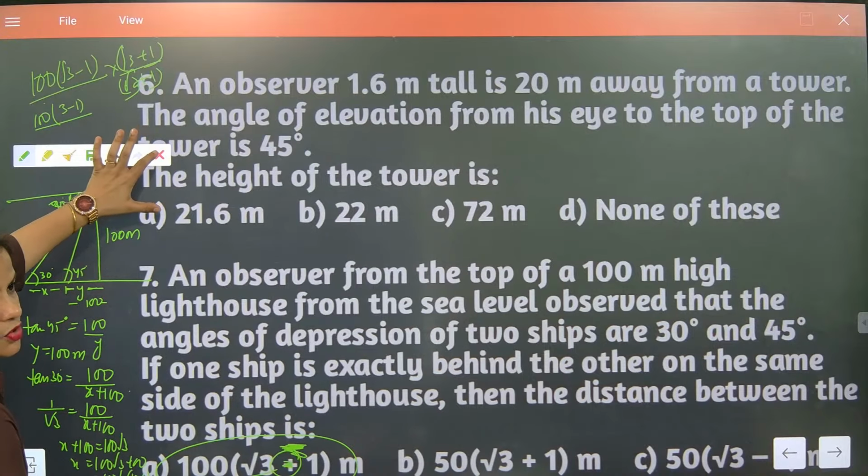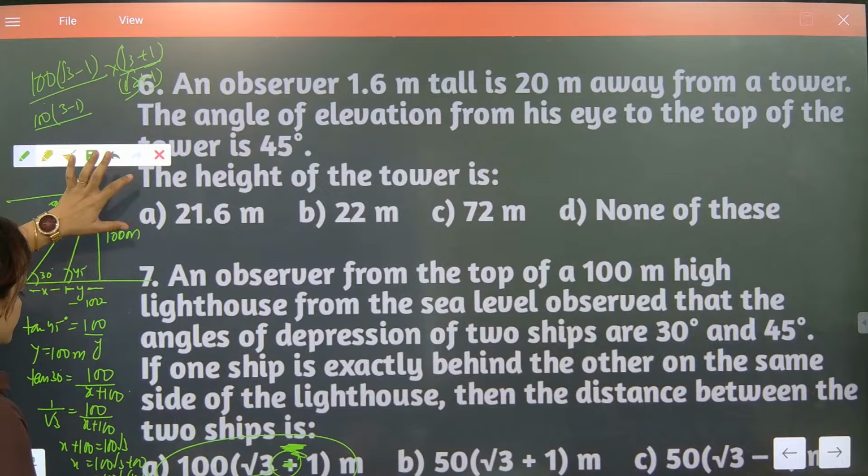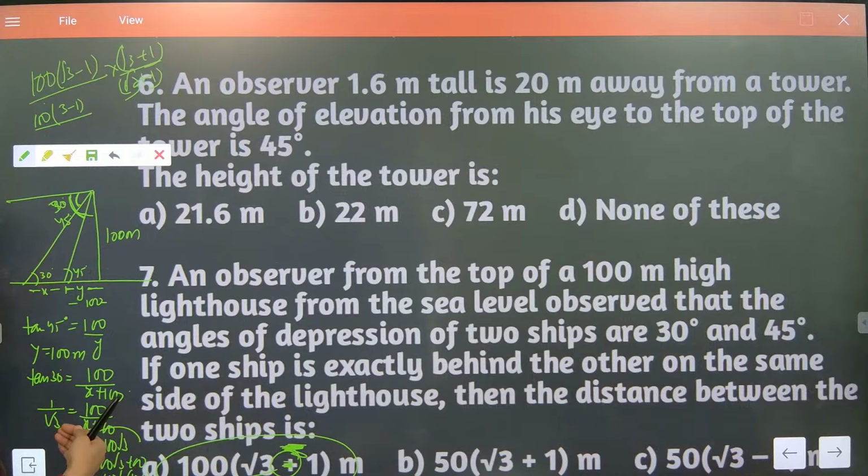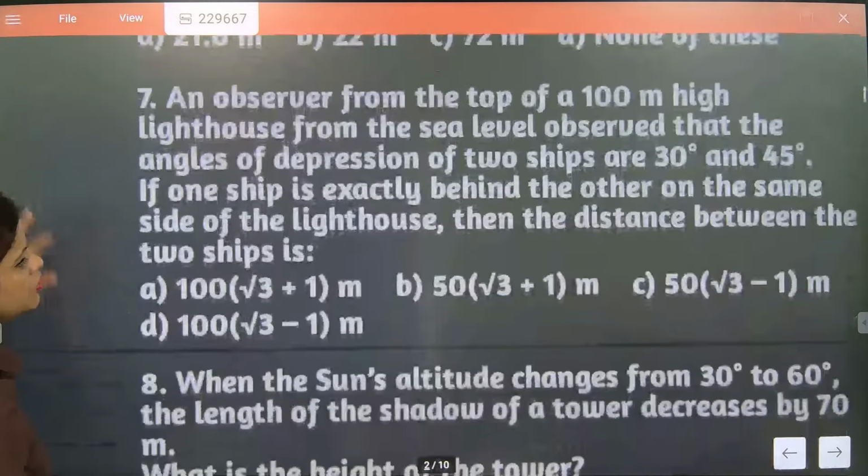Did you understand now how to do it? This 100 will go that side. So 100 root 3 minus 100. So 100 taken common means root 3 minus 1. Now listen, these options are there.